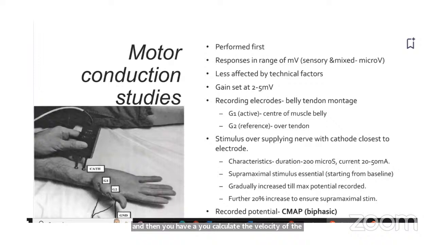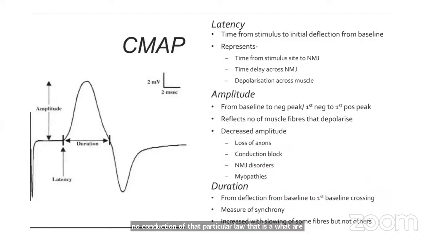The motor action potential is generally biphasic. In this, you also look at the latency, you look at the amplitude, and you look at the curve of the amplitude of the action potential. Is it biphasic, triphasic, or is it diminished?